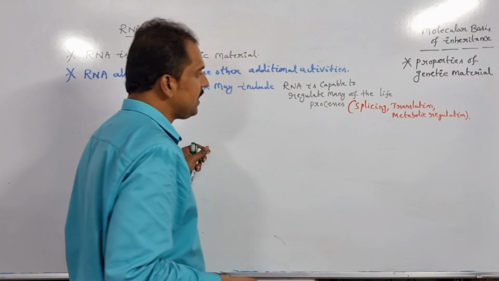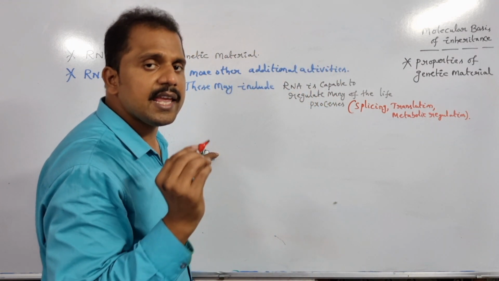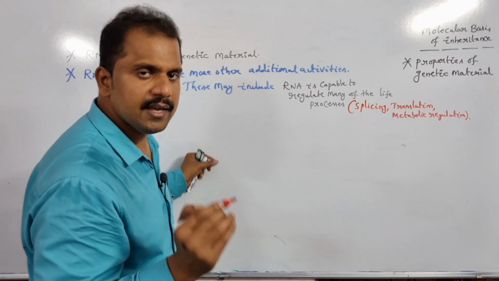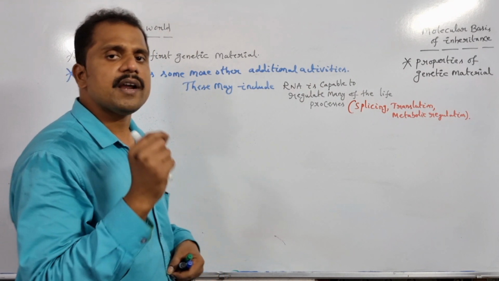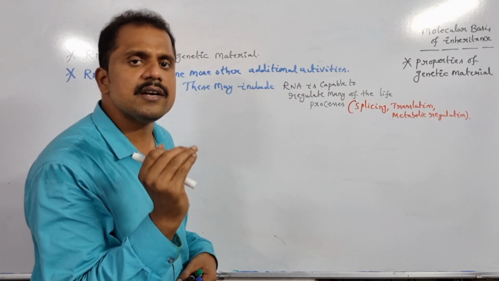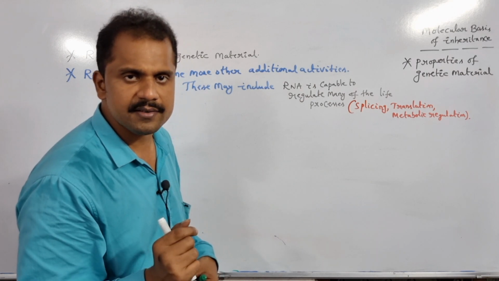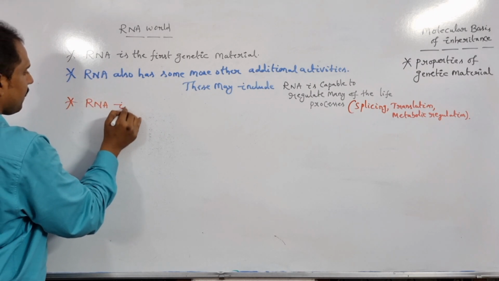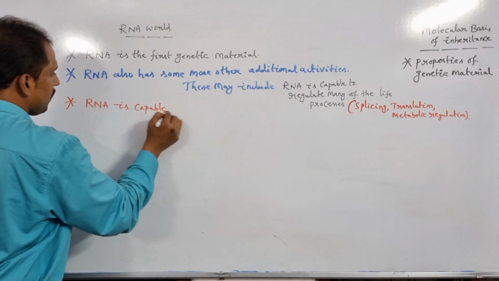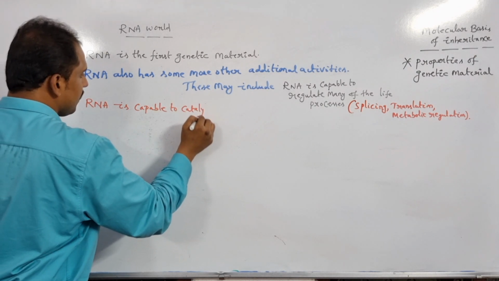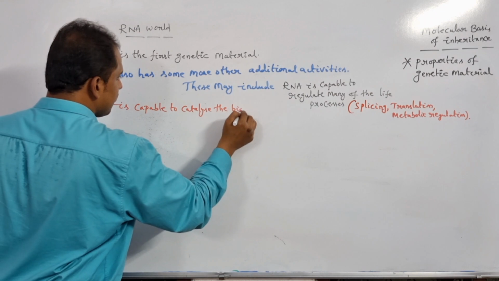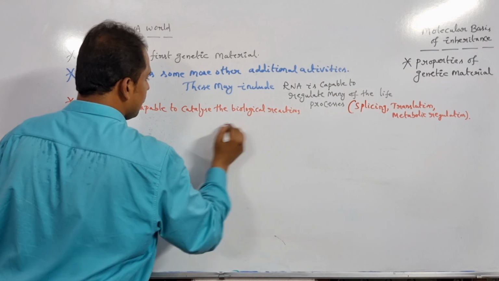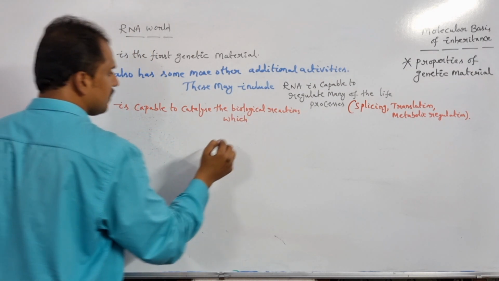Is it clear? And in addition to this, even the particular RNAs, they are capable to organize some of the biological reactions which most of the proteinaceous enzymes cannot. And here, the particular RNAs, they are responsible for regulating the formation of peptide bond in between the two successive amino acids during the translation mechanism. So let me write it. RNA is capable to catalyze the biological reactions which most of the proteinaceous enzymes cannot.